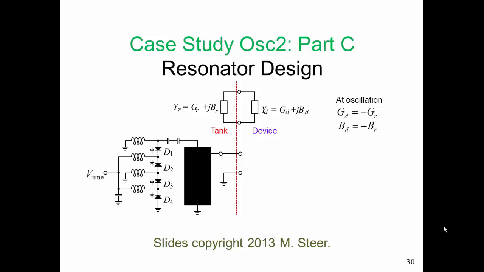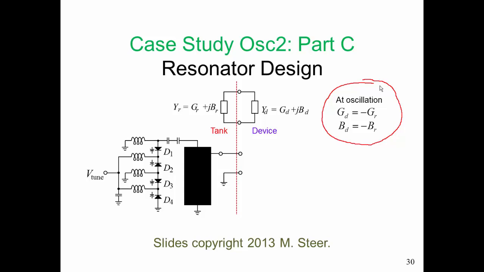Now let us turn our attention to the design of the resonator network. At oscillation, we will have this condition. At least for stable single frequency oscillation, the conductance looking into the active device, GD, will be equal to the negative of the conductance of the resonator, GR. As well, the susceptance of the device will be equal to the negative of the susceptance of the resonator.